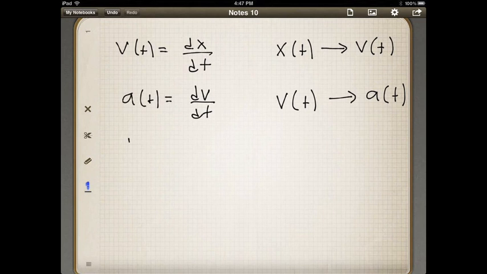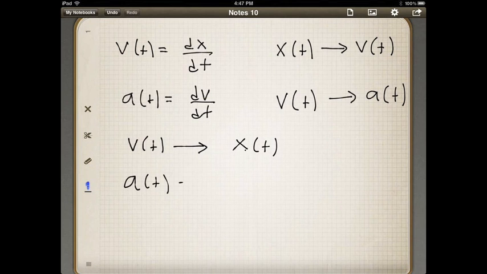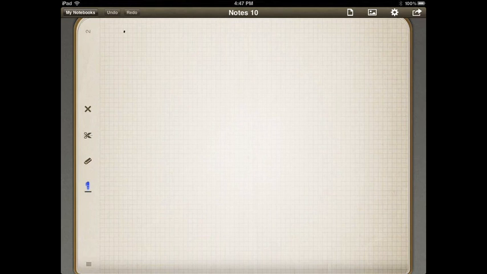The discussion that follows is going to deal with how to go in the opposite direction. That is, given the velocity, how do we find the position of the object as a function of time? And also, given the acceleration, how do we find the velocity of the object? To solve these questions, let's start with the simplest case. The simplest case is constant velocity motion.